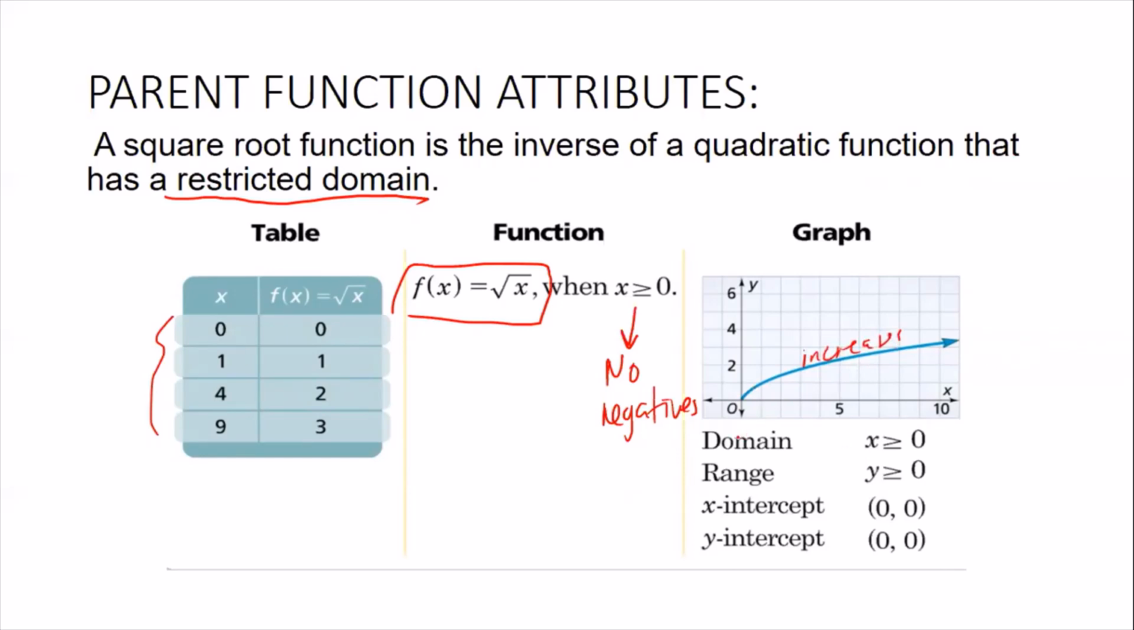The domain of this graph, domain meaning how far left do we go? So reading from left, we go from 0 to infinity, which is why our domain is x is greater than or equal to 0. When we're looking at our range from bottom to top, we start at 0 and then we continue to infinity. So this is our domain and range written in inequality format. Our domain and range can also be written in interval, which would be 0 to infinity.